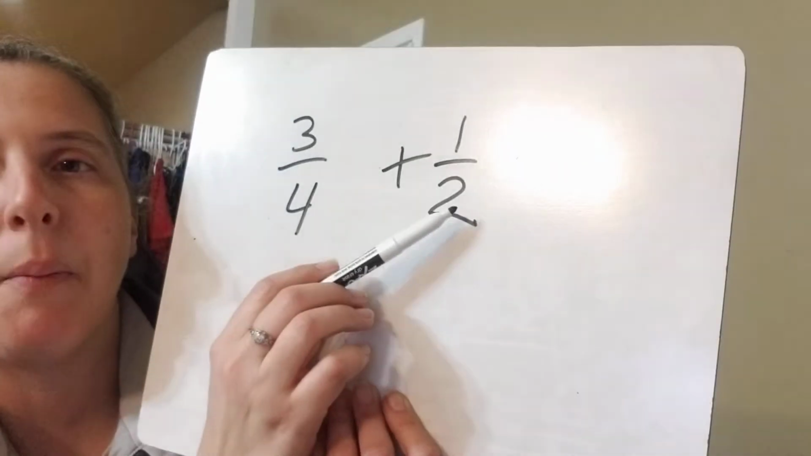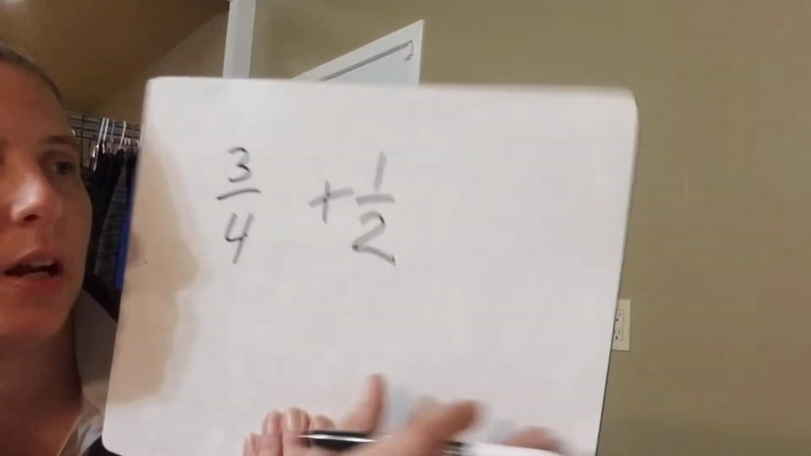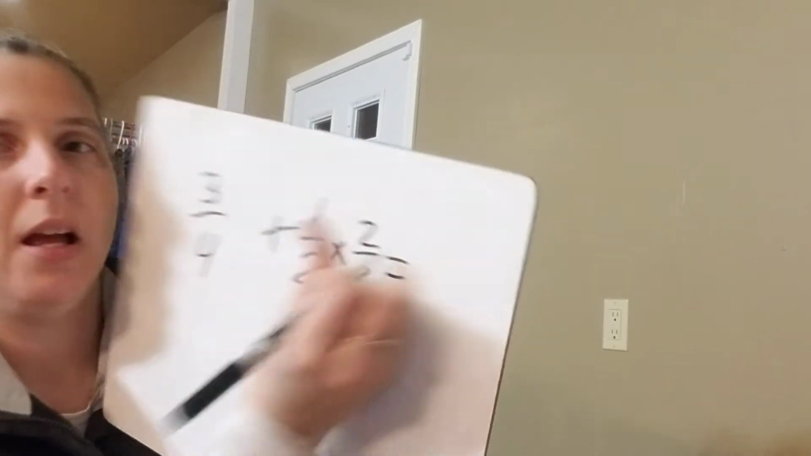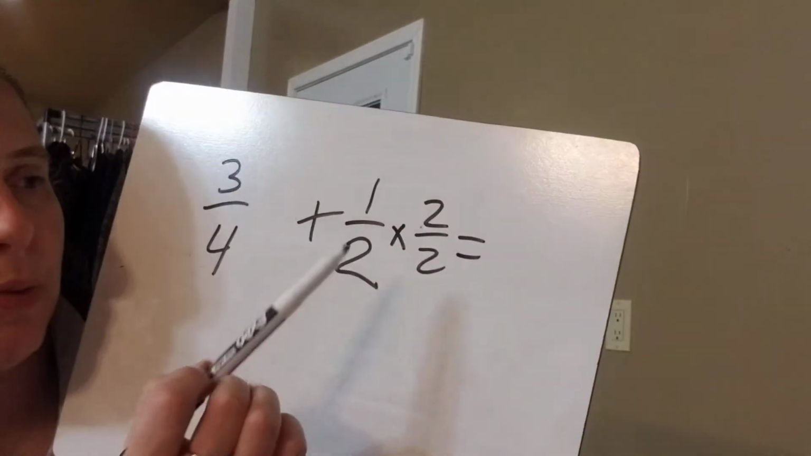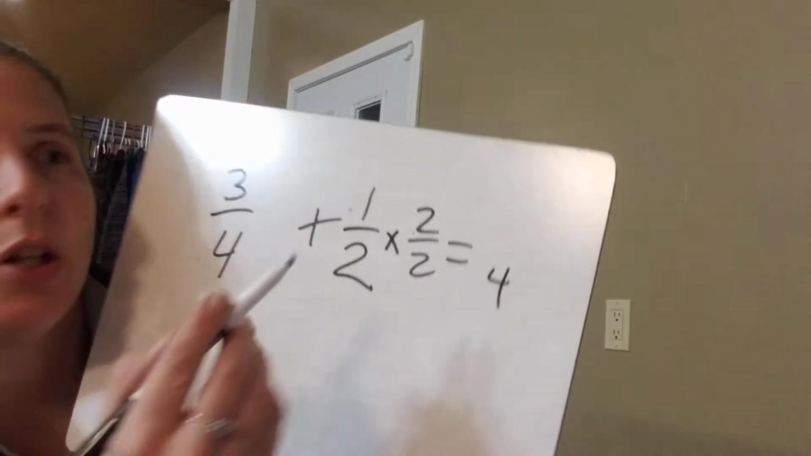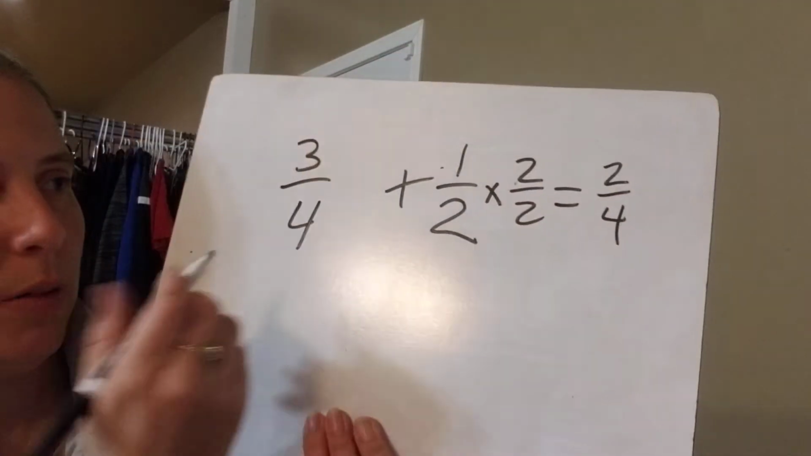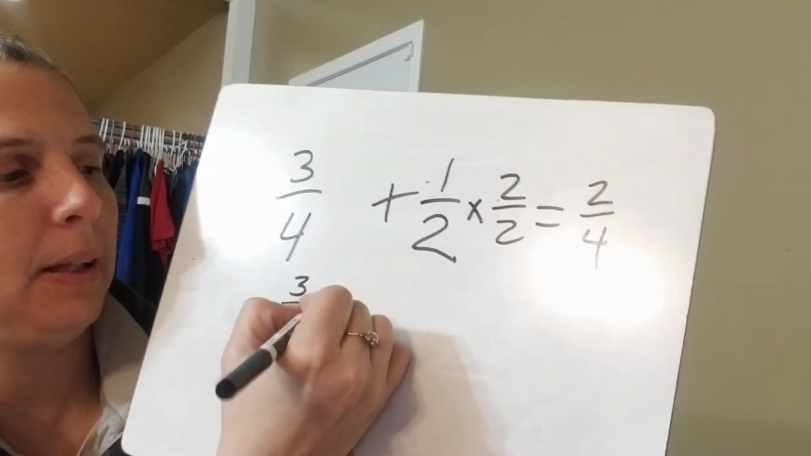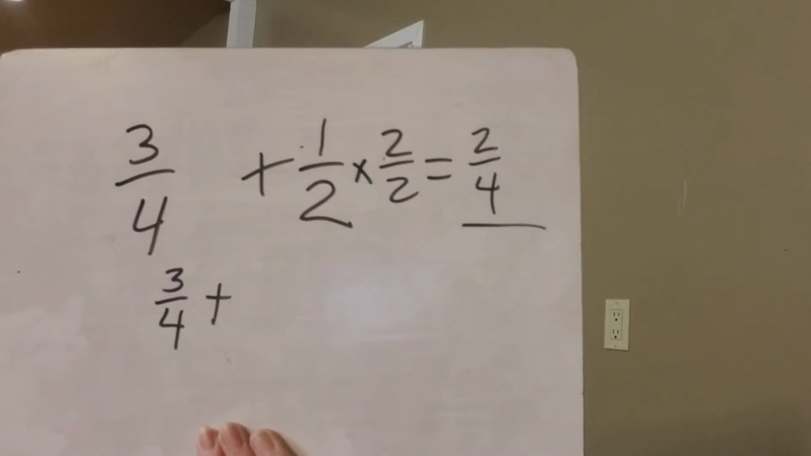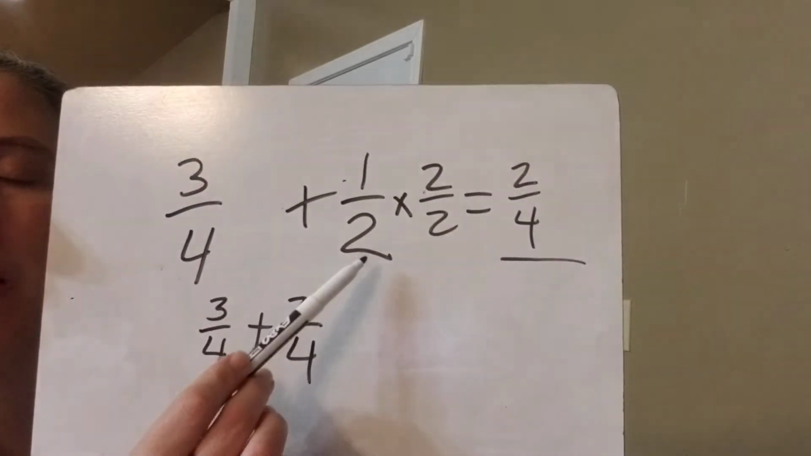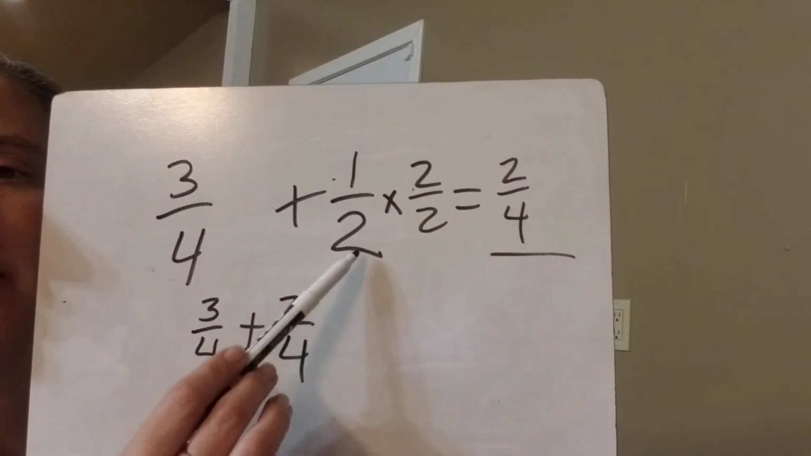But we have to make an equivalent fraction over here. So you said 2 times 2 is 4. So we're going to multiply the numerator and denominator by 2. 2 times 2 is 4. 1 times 2 is 2. Okay? Now, underneath, I want you to write it neatly. We have 3/4 plus, what's our new fraction? 2/4. It's still the same fraction as 1/2. It's just an equivalent one. It equals the same amount.